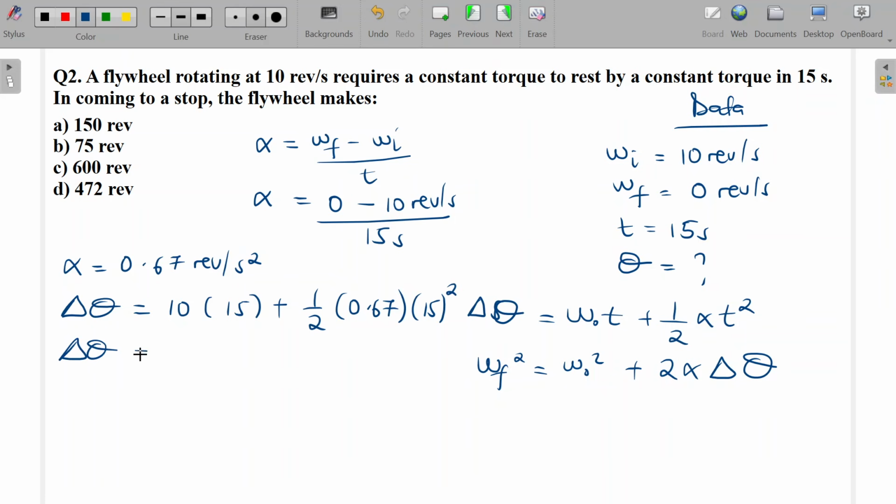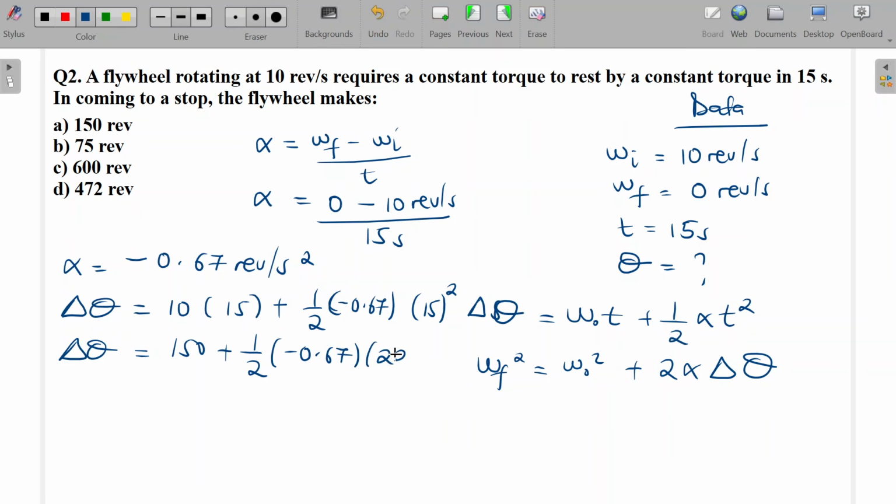Therefore, your change in theta is going to be 150 plus 1 over 2. Oh, and the answer here is supposed to have a negative, sorry for that. It's supposed to be negative, because 0 minus this will be negative 0.67. So here I'll add the negative: negative 0.67 multiplied by the 225.